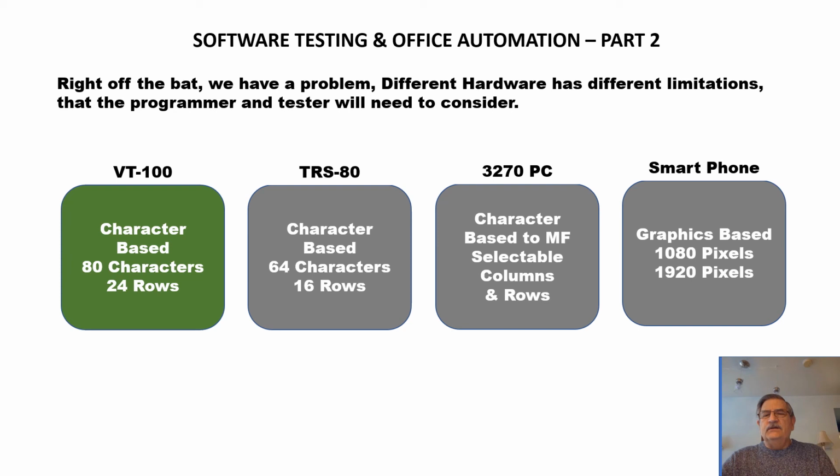And today's smartphones are graphics based. They're pretty amazing. You can watch movies on them if you want. You can add numbers together if you want. And they're all pixel based. And each phone's a little different. The one I picked to show here is 1080 by 1920 deep. So that's one thing you have to consider when you start testing.